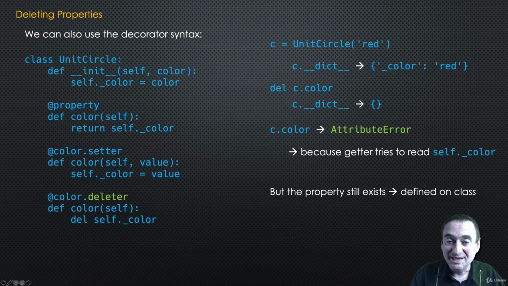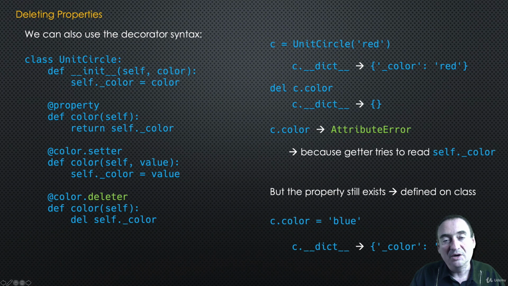It's defined at the class level, which means that we can do this. We've just deleted color from c. We can now redefine it. We can say c.color equals blue. Color is an attribute of the class. It's a property type. And so it's going to run the setter. So it's going to run this function over here. And so now, once more, we're going to have underscore color in our instance dictionary with the new value blue. And of course, we can access it using dot notation or the getattr function.